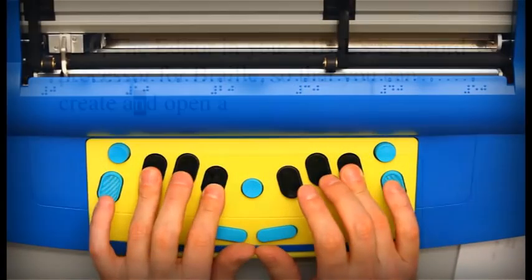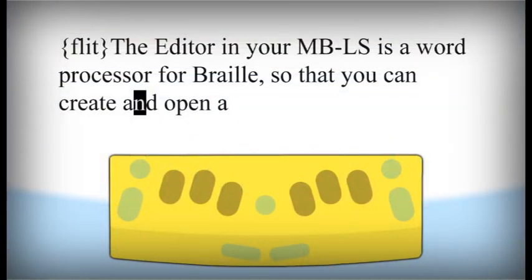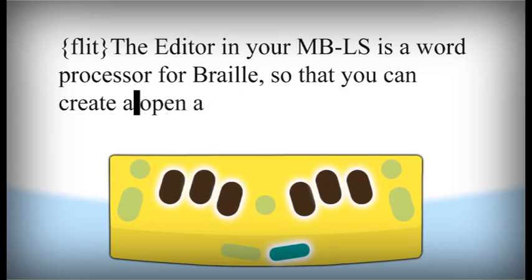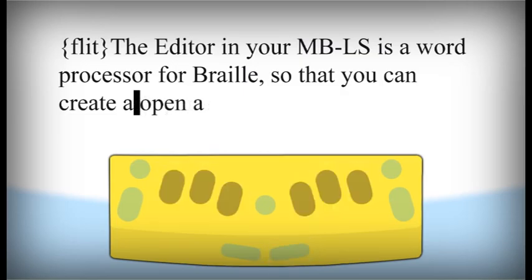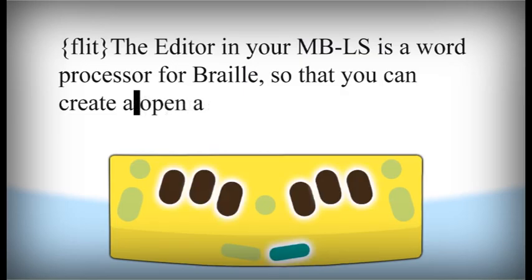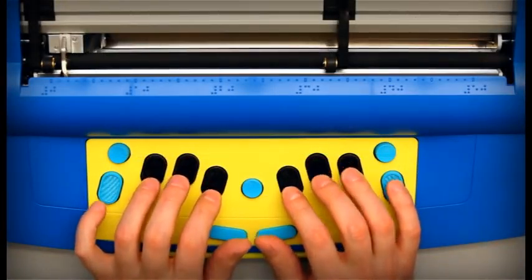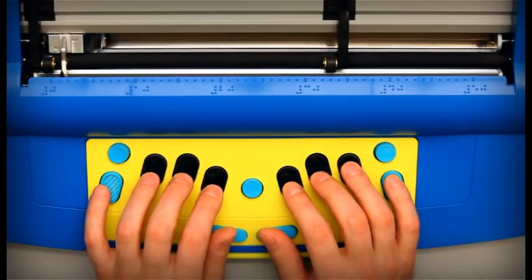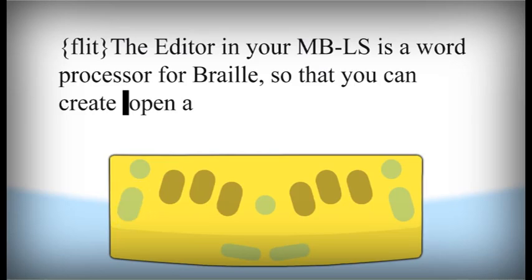There are two ways you can delete incorrect characters. Space 1, 2, 3, 4, 5, 6 deletes the character immediately under the cursor. It can be used at any time while writing in the editor. Backspace will delete the character immediately before the cursor.